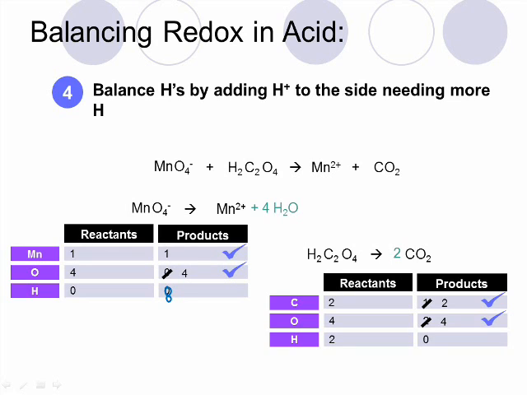So what are we going to do? Add protons. We're going to add 8 protons, and now we have 8. So we are balanced with the protons on the hydrogens. Go to the next reaction here.